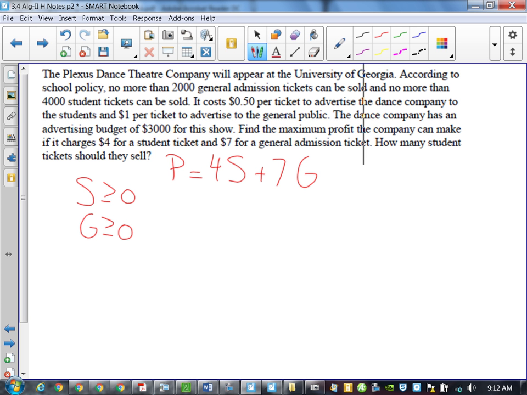Let's say no more than 2,000 student tickets. Oh, general admission, excuse me, and then 4,000 students. So our general admission has a cap on it at 2,000. So you can sell up to 2,000, but no more than 2,000. So it has to be less than or equal to 2,000 for general admission. There's a cap on students as well, not because they're wearing hats.